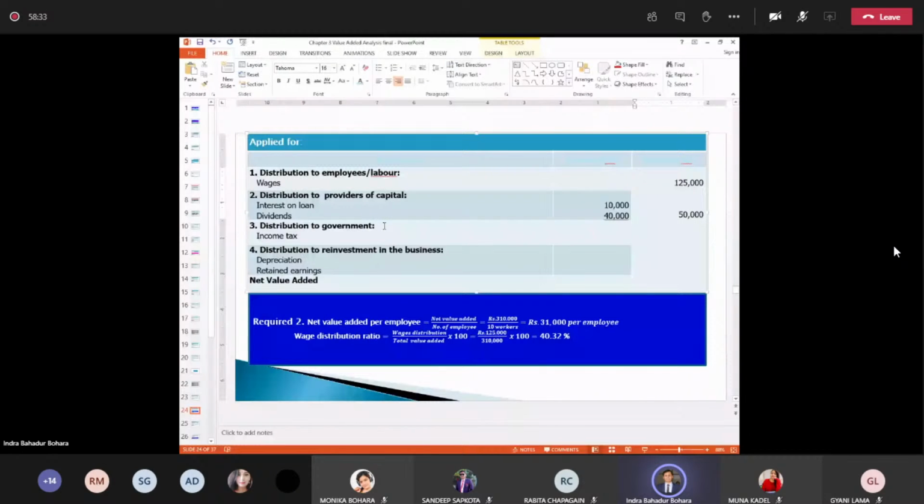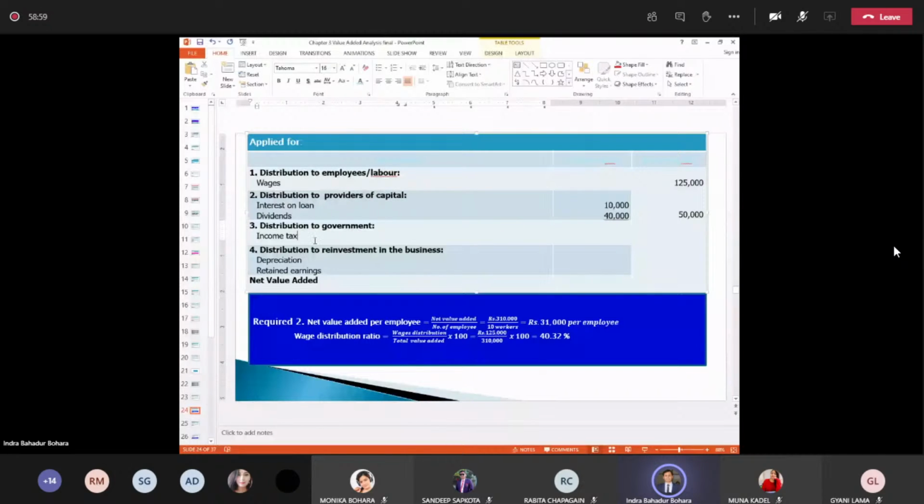That means your value added is now 3,10,000. Out of that value added, where does the company distribute? It is not all profit for the company. For what purpose did the company add the value? Why did it add 3,10,000 value? To give to the employees, to compensate the factors, nothing else. Distribution to capital provider, distribution to government as income tax.